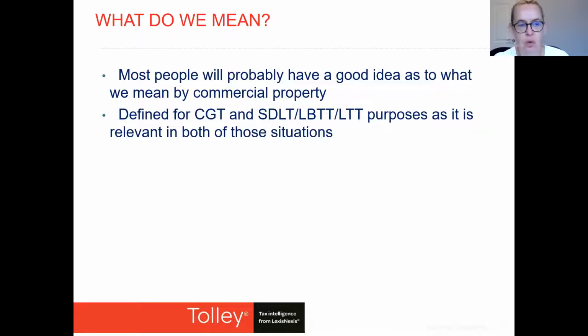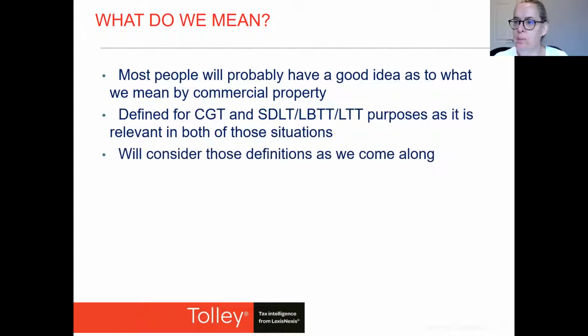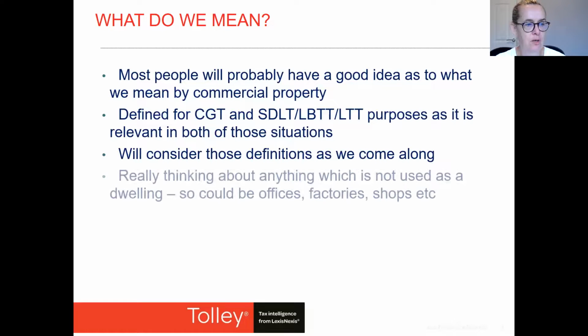Now, we are going to touch on capital gains tax and stamp taxes, and when we look at those, when it becomes relevant, we will talk about what those specific definitions are. But of course, ultimately, we are always going to be dealing with clients that have property that falls within that general definition of commercial.